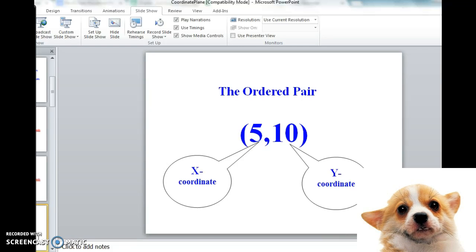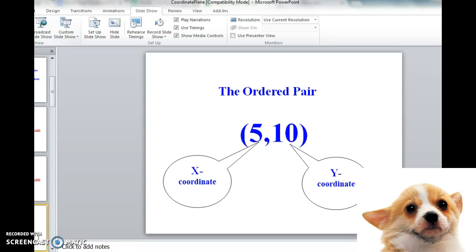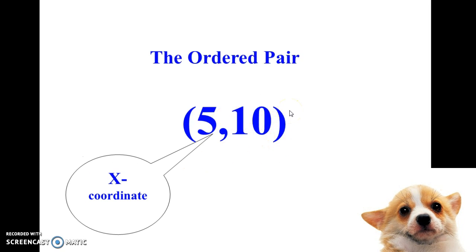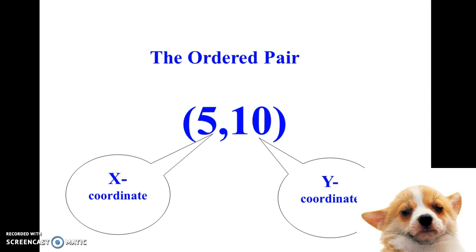Welcome to the PowerPoint on graphing ordered pairs on a coordinate plane. Let's start the show. So this is an ordered pair. We have (5, 10). 5 represents the x coordinate and 10 represents the y coordinate.